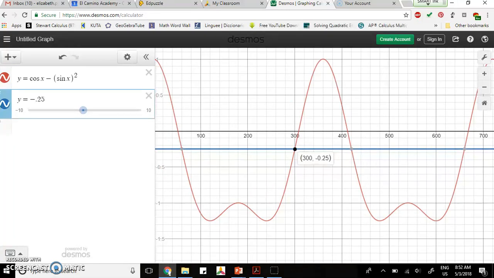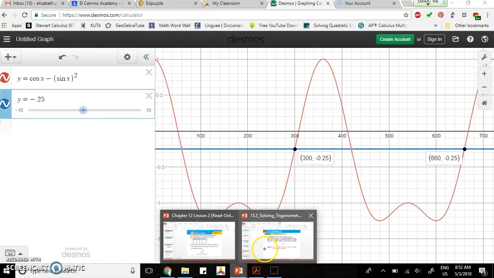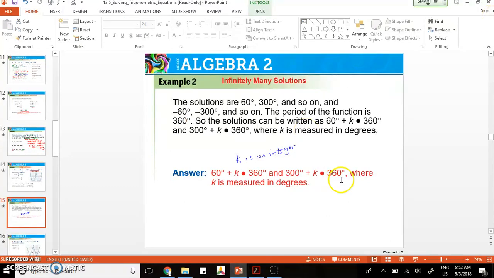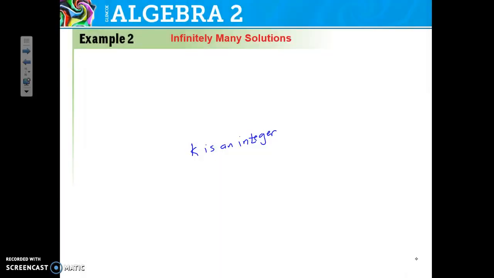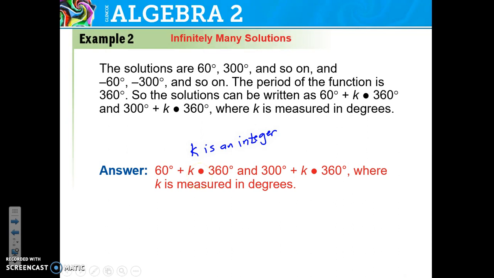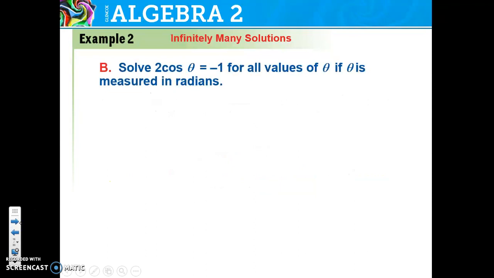Same thing with 300. I start at 300, it's equal to negative 1/4. Then again at 300 plus 360, so at 660, it's equal to negative 1/4, and so on. So I write my general solutions as 60 degrees plus all of the multiples of 360, and 300 degrees plus the multiples of 360. And since k could be an integer, positive or negative, it can go in either direction.